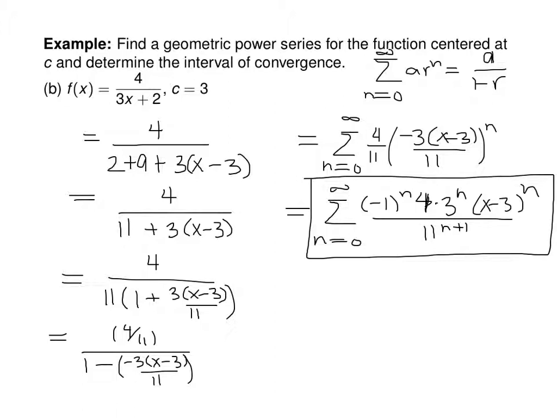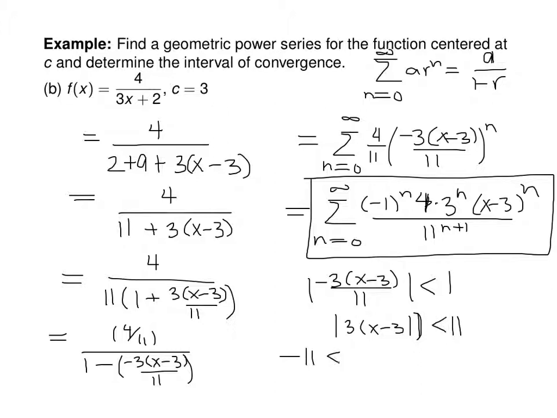Okay, now let's find our radius of convergence. So this will converge if the absolute value of r, which was negative 3 x minus 3 over 11, is less than 1, which tells you that 3 x minus 3, absolute valued, must be less than 11. So negative 11 is less than 9x minus 9, which is less than 11.